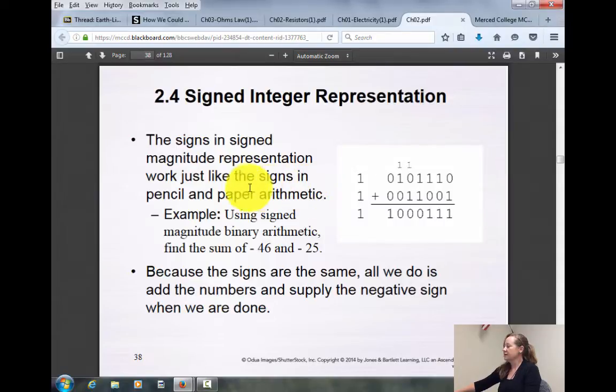So the signs in signed magnitude representation work just like the signs in pencil and paper arithmetic. And if we're adding up two negative numbers, we add them and then we see that the sign at the end is negative.